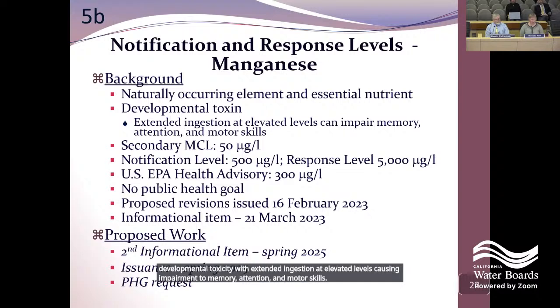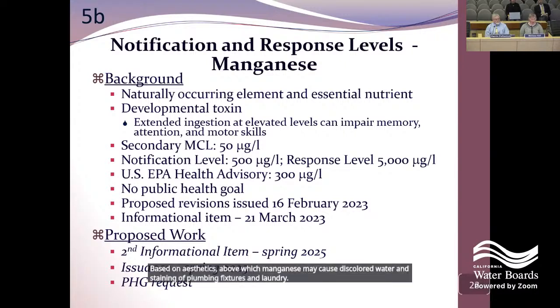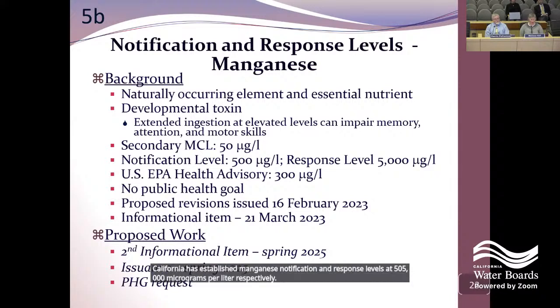Well, there's no primary drinking water standard for manganese. We do have a secondary MCL of 50 micrograms per liter based on aesthetics, above which manganese may cause discolored water and staining of plumbing fixtures and laundry. California has established manganese notification and response levels at 500 and 5,000 micrograms per liter respectively, while US EPA has established a health advisory of 300 micrograms per liter. There's currently no public health goal.